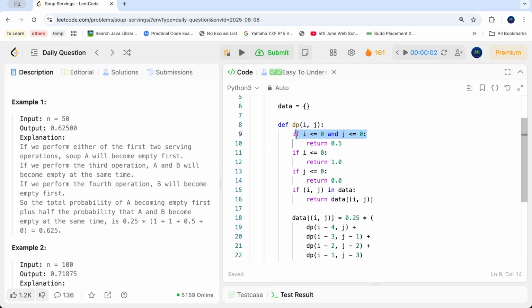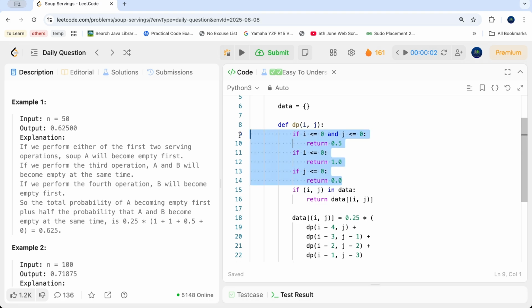But if not, we will check another condition, that if i is less than or equal to 0, that is, A has gone to 0, B is still not 0, so the probability is 1, right? But if j is reduced to 0, i is not 0, then the probability that A will be 0 will be 0. Reason being, if j is less than or equal to 0, then B has been reduced to 0, so we can stop. So at this point, the probability that A will become 0 is 0.